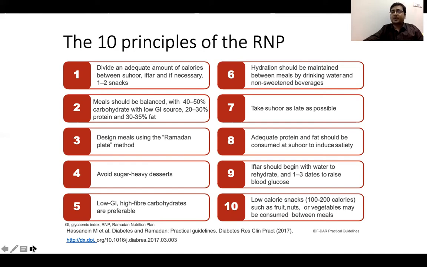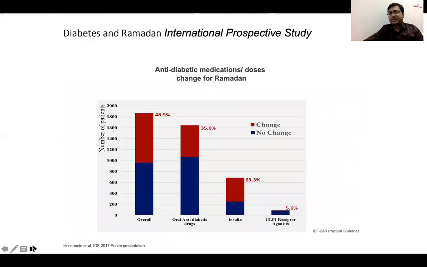Adequate protein and fat should be consumed at suhoor to induce satiety. Iftar should begin with water to rehydrate and 1 to 3 dates to raise blood glucose. A low calorie intake of 100 to 200 calories, such as fruits, nuts, or vegetables, may be consumed between meals. So these are a few of the important aspects that you can follow.